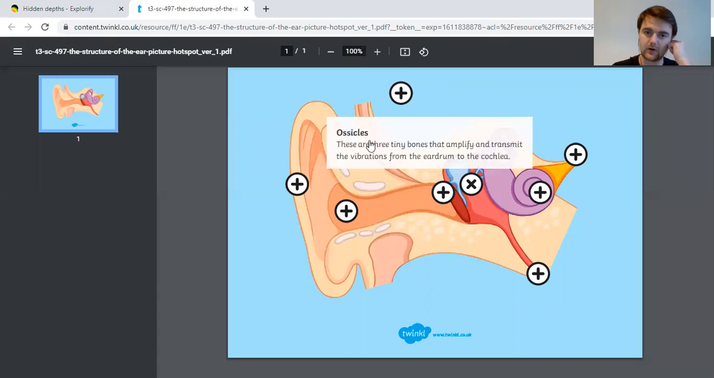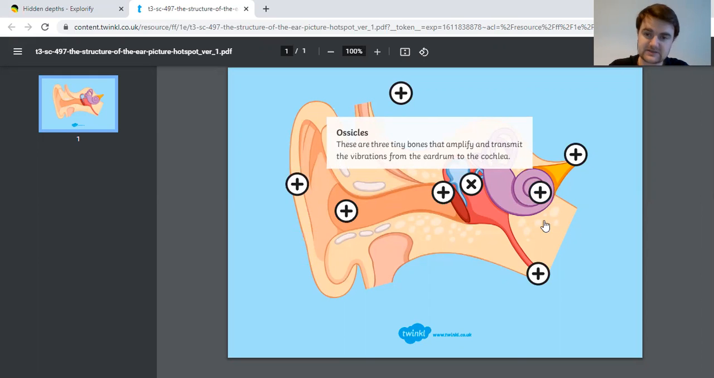Let's have a look at the next one, the ossicles. These are three tiny bones that amplify and transmit the vibrations from the eardrum to the cochlea. And these are called the anvil, the hammer, and the stirrup. They're quite interesting to have a look at if you get the chance to do some further research. Please feel free to add them to your glossary and explain to me what their jobs are as individuals. But as a trio, they are called the ossicles.